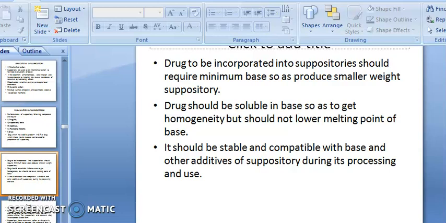It should be stable and compatible with the base and other additives of the suppository during its processing and usage. While formulating the suppository, the drug and base should be compatible with each other during the processing or use of your suppository.